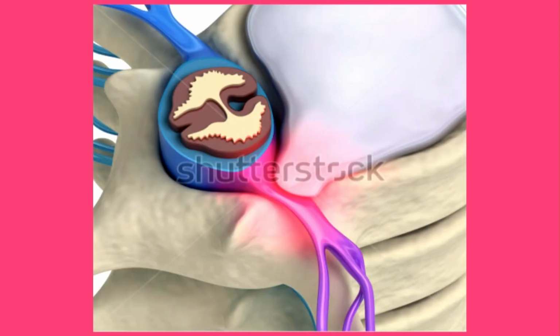Also in this picture, we see how the disc material migrates and protrudes laterally, compressing the root and causing severe root pain, or severe radicular pain, which is distributed along the course of the nerve.